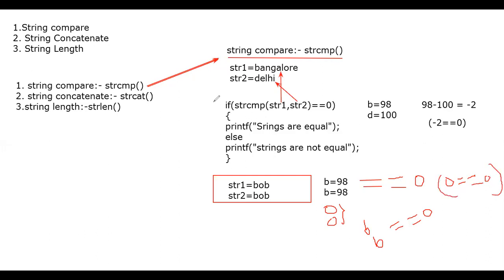So when you consider this as the code, in the case of Bob and Bob, the result is 0, and it is going to display that the strings are equal. This is the execution part of the string compare library function. Then we can go with the string concatenate library function.